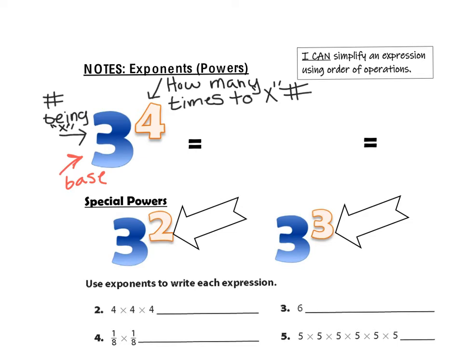So we are multiplying the base, and the little number is called the exponent. And again, this is how many times you're going to multiply the base. So remember, the little guy is telling the big guy what to do. So we have a base of 3, the number being multiplied, and we're going to multiply 3 4 times. So we're going to write 3 times 3 times 3 times 3.